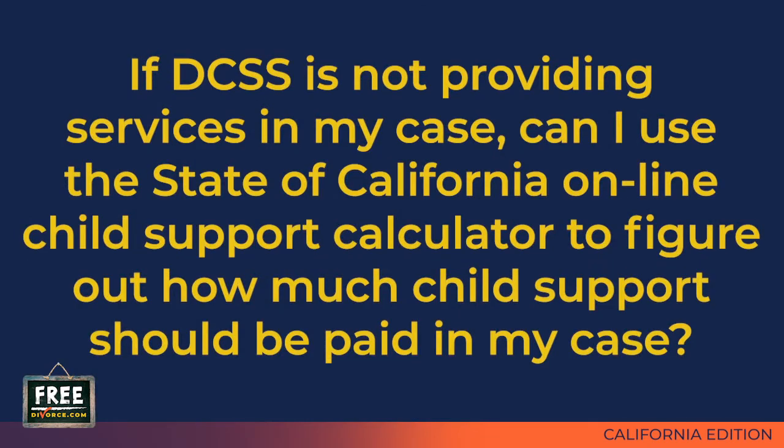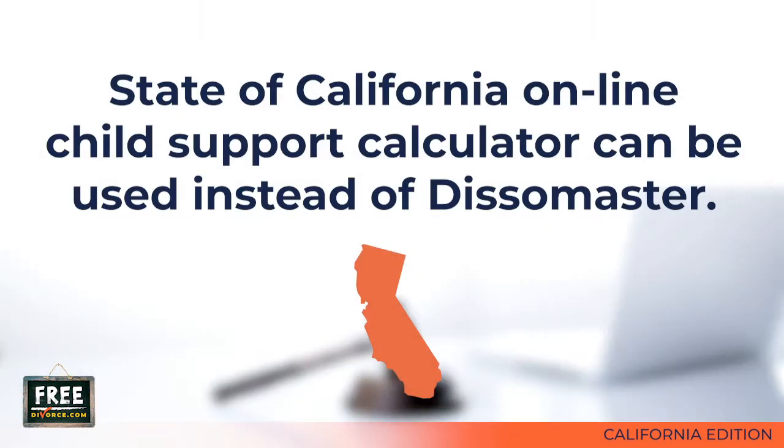If DCSS is not providing services in my case, can I use the State of California Online Child Support Calculator to figure out how much child support should be paid in my case? Yes. The State of California Online Child Support Calculator will produce a child support number that will be the same or very close to the child support number that the Dissomaster program will produce. So, if you don't want to use the Dissomaster program, use the State of California Child Support Calculator.